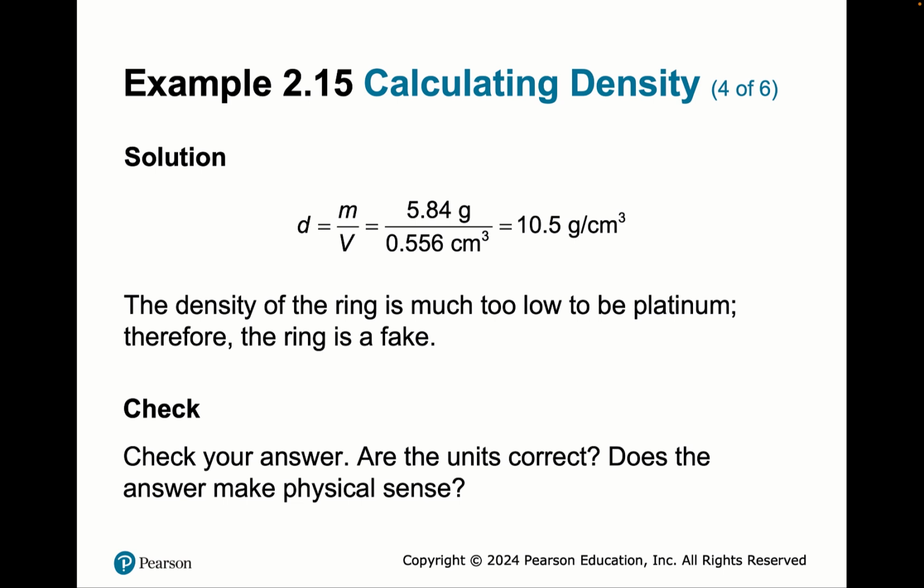Density is mass per volume. We have the mass and volume, and we get 10.5 grams per cubic centimeter. And there is no way this is platinum. That's much too low. I sure hope that's not cadmium or something like that, because that would be very bad.